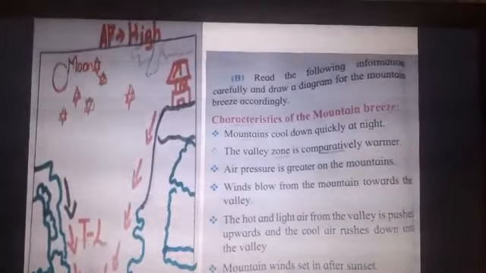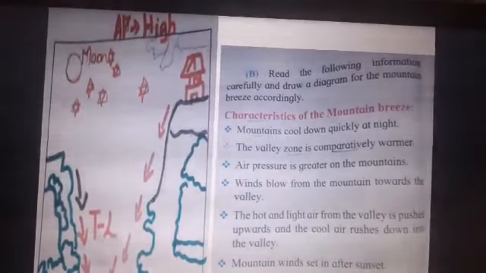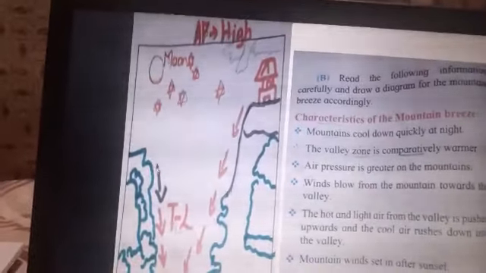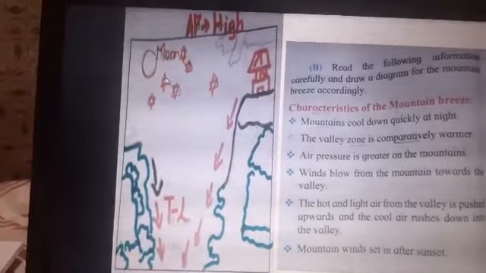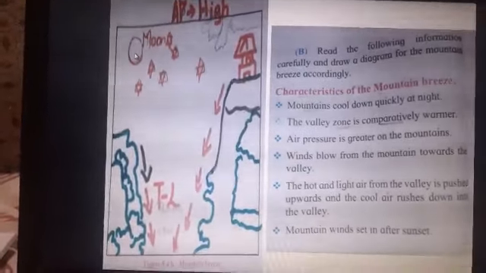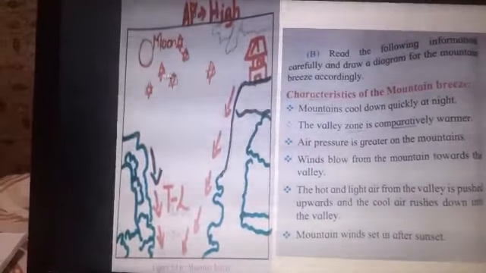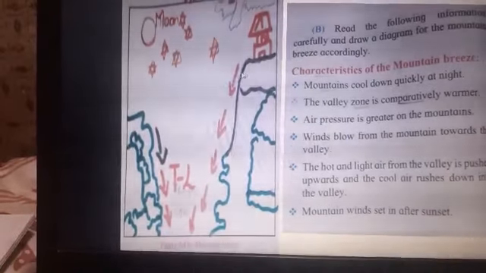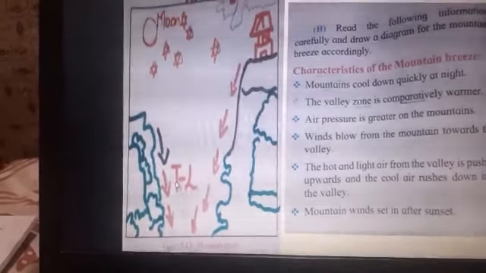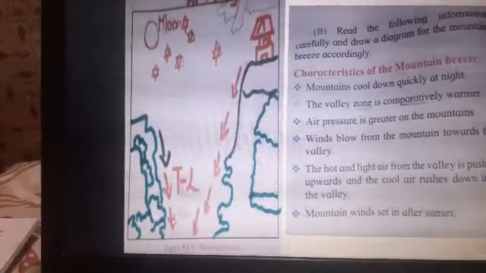Now we are going to study about the mountain breeze. Read the following information and carefully draw a diagram for the mountain breeze accordingly. Now children, see, this is the diagram drawn. Here it is night time, this is the moon. Where the sun was there in the daytime, the scenario has changed and the moon has come and the stars are there. Same as before, this is the mountainous region and this is the valley, the valley in between the two mountains.